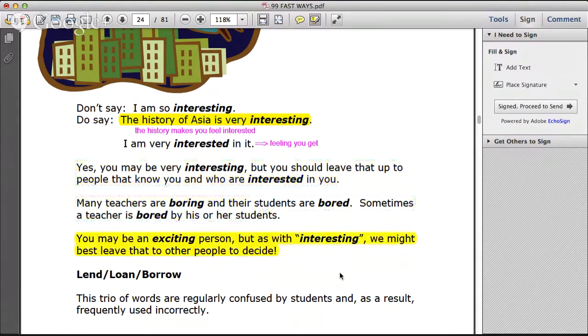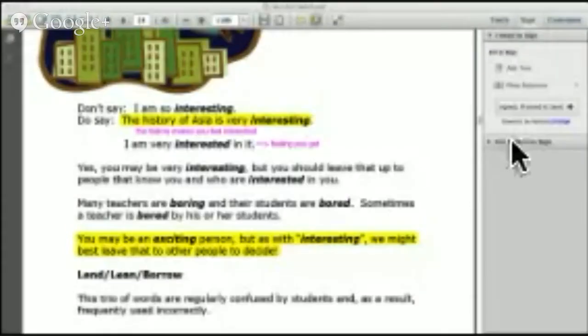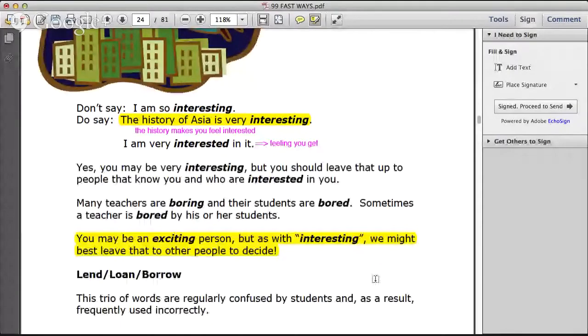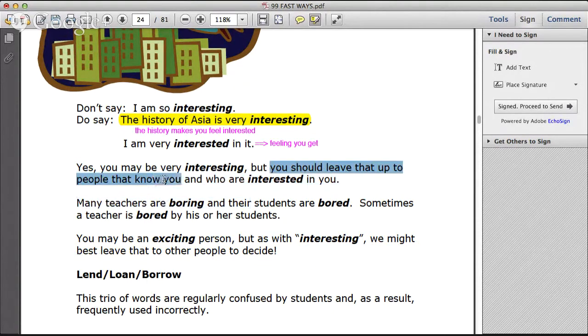And the last one here, this is for Juan. Yes, you may be an exciting person, but as with interesting, we may leave that to other people to decide. Okay, very good. So with these, here's the point: leave that up to other people to decide.